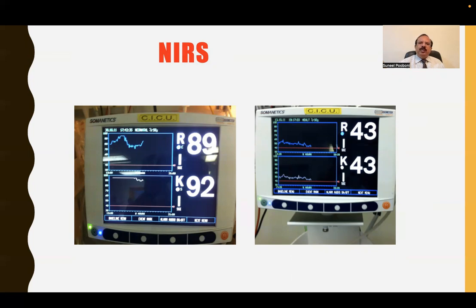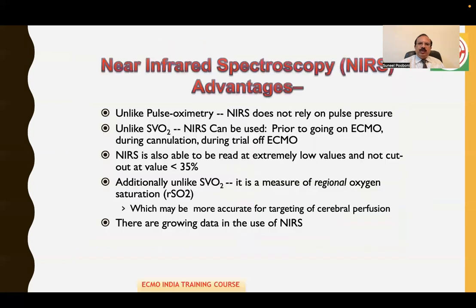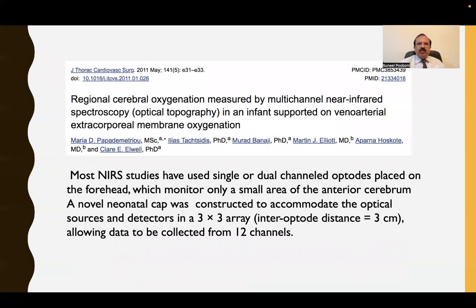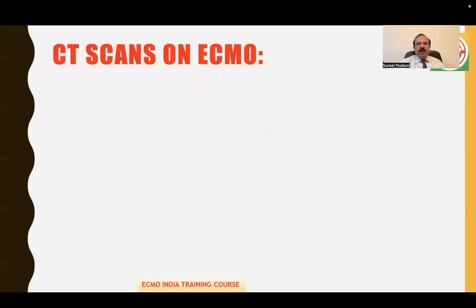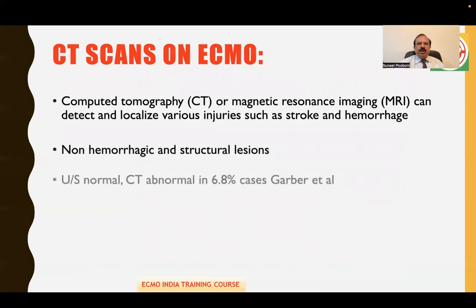Ideally, there should be 70% absorption of this oxygenation, and we look at the differences between the somatic saturation and the cerebral saturation. Unlike pulse oximetry, NIRS doesn't rely on the pulse pressure, and it can read at extremely low values as well and not cut off at 35%. Additionally, like SvO2, it is a measure of regional oxygen saturation. And there are growing data in the use of near-infrared spectroscopy. There are papers available in the neonatal and adult population as well, showing the importance.